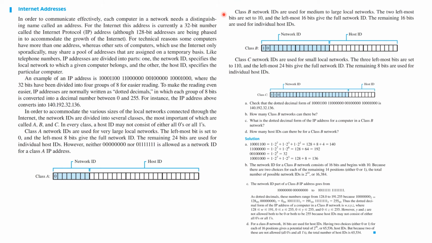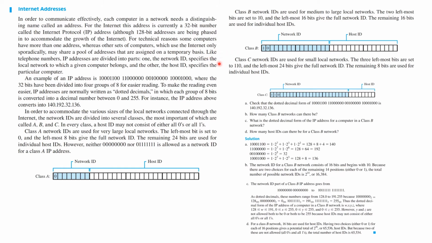Let's do another example, this one dealing with internet addresses. In order to communicate effectively, each computer in a network needs a distinguishing name called an address. For the internet, this address is currently a 32-bit number called an IP, Internet Protocol, address, although 128-bit addresses are being phased in to accommodate the growth of the internet. For technical reasons, some computers have more than one address, whereas other computers, which use the internet only sporadically, share a pool of addresses that are assigned on a temporary basis.